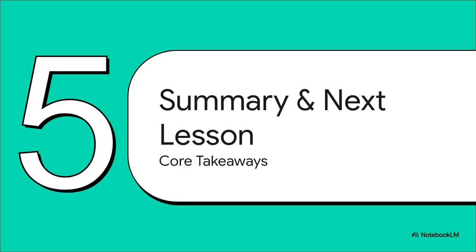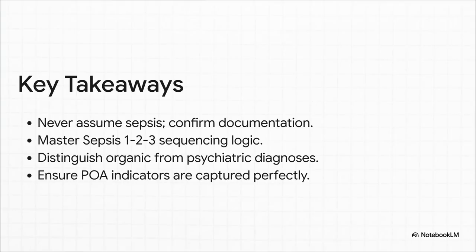That brings us to Section 5, Summary and Next Lesson. Let's wrap this up. So what are our key takeaways for today? First off, never ever assume sepsis. Always secure explicit provider documentation. Second, absolutely master that 1-2-3 sequencing logic for systemic infections. Infection, sepsis, organ dysfunction. Third, make sure you can easily distinguish an organic delirium from a pure psychiatric MDC 19 diagnosis. And lastly, make sure your POA, present on admission indicators, are captured perfectly.